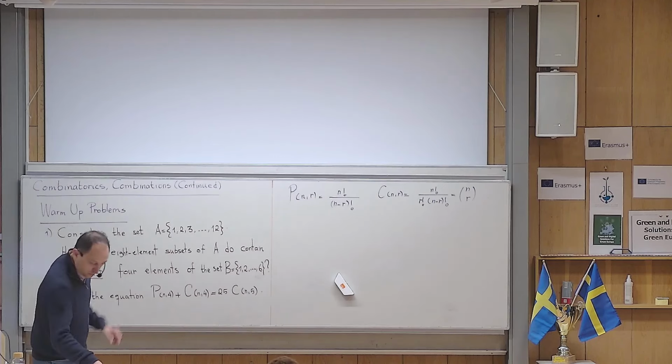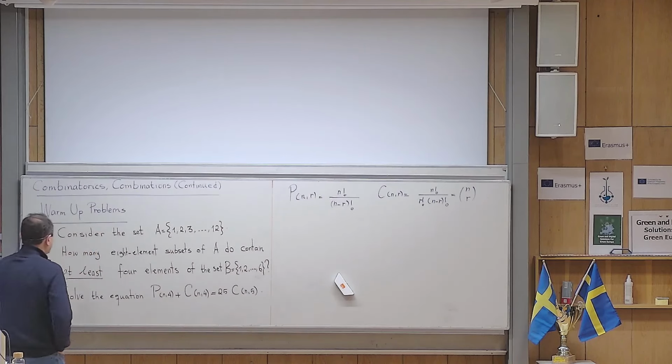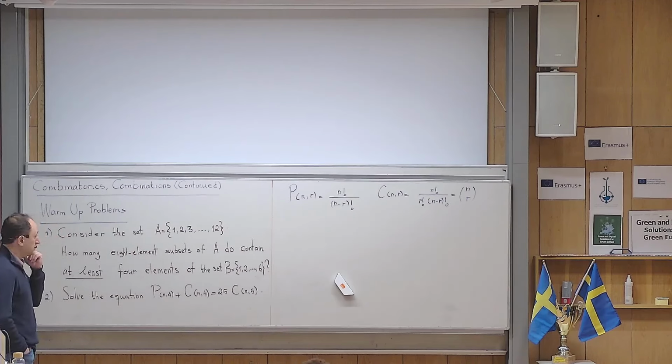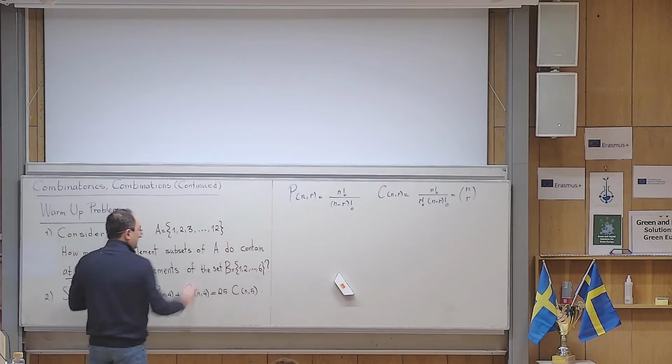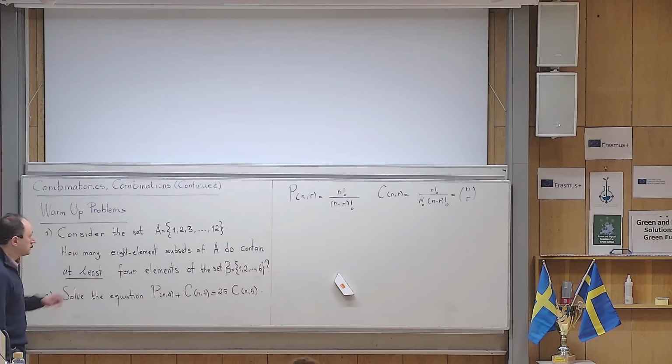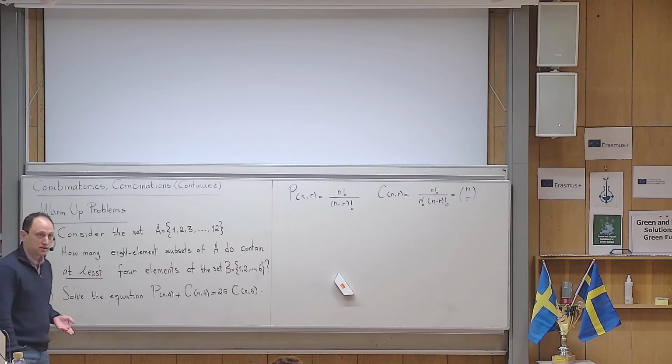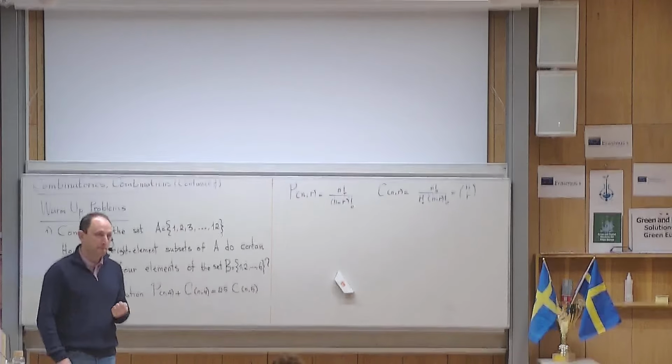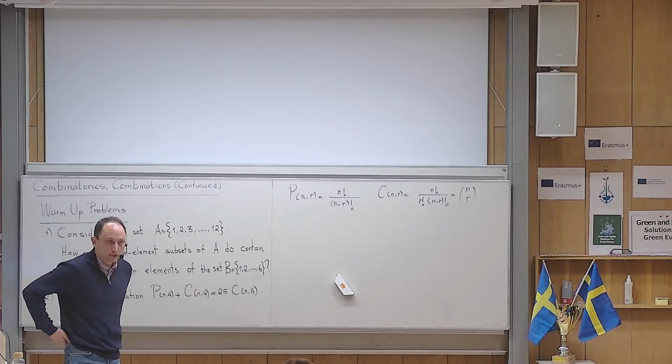Okay, so how's it going? So consider the set A from 1 to 12. How many 8-element subsets of A are there? If I just stop there, how many 8-element subsets of set A can you write down? I hope that you understand this is a combination problem. Why is it a combination problem?